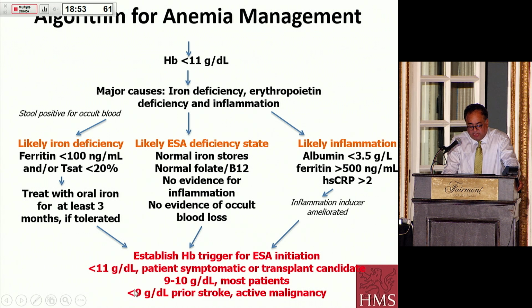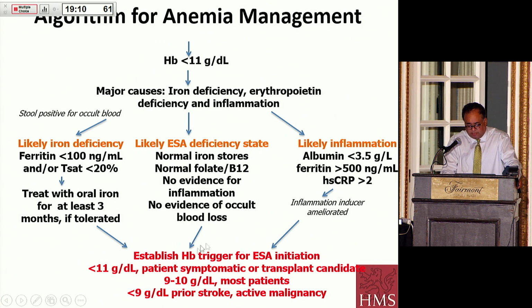If their hemoglobin is less than 9, even if they've had a prior stroke or active malignancy, I give them very small doses, because less than 9, substantially less than 9, particularly if they're symptomatic, you want to worry about them. But most patients don't have that.